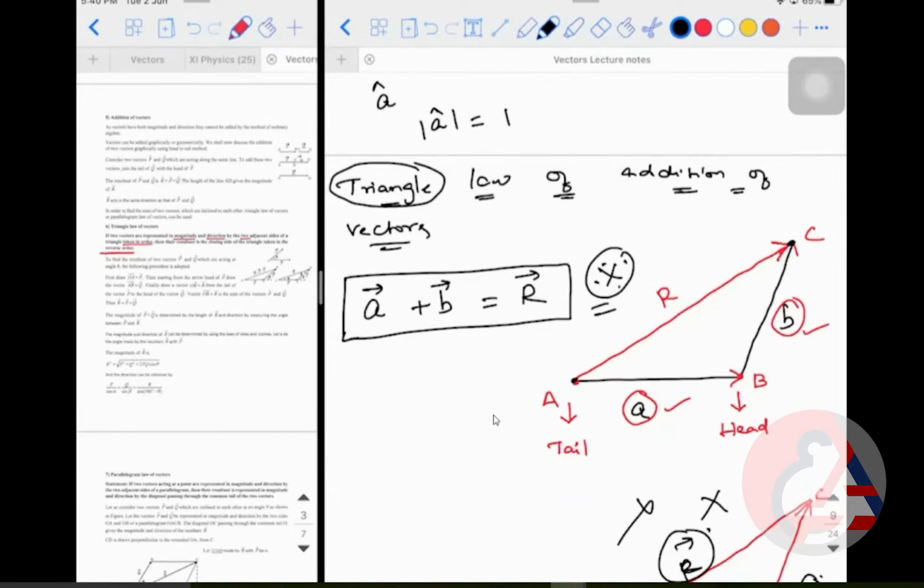Who's the one who asked? May I know the name? Mithun. Mithun, do one thing. Why don't you read out the statement so that others also understand? I'll go step by step. Read out the statement. If two vectors are represented in magnitude and direction by adjacent sides of a triangle.